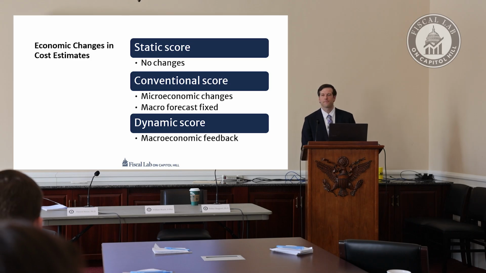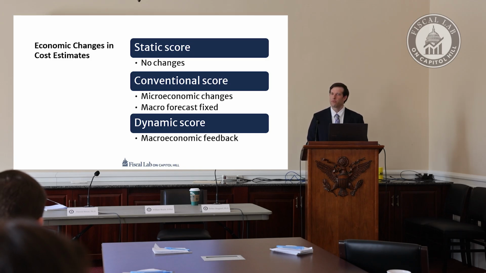A conventional score would recognize that at the individual level, if your taxes go down, you may like to work more, but it won't recognize that there's any change at the macro level. So the economic forecast contained in the budget and economic outlook is still the same, but they may recognize these micro level behavioral changes, recognizing that at the individual level, supply and demand still change. You still need to think through the second order effects and recognize that if you tax something, you get less of it. If you subsidize something, you get more of it.